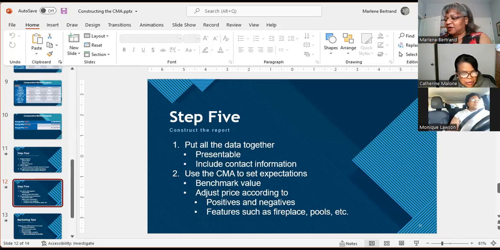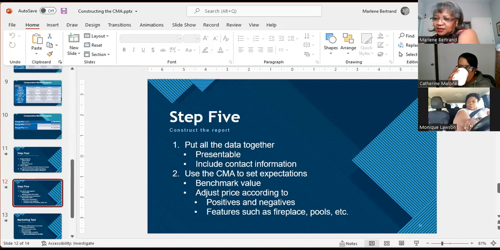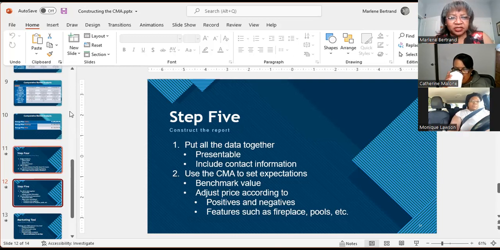So anyway, the CMA is all generated for you. The thing I like about MetroList is it'll generate the CMA report for you. It's just one piece of paper and it has all of what I just showed you. It has the average, it has everything you need. So it's not like you have to really put it together.